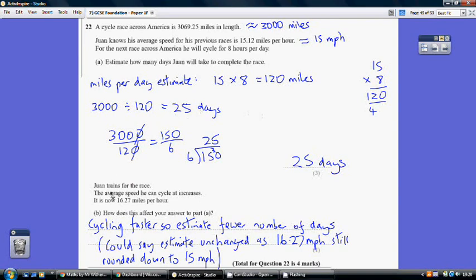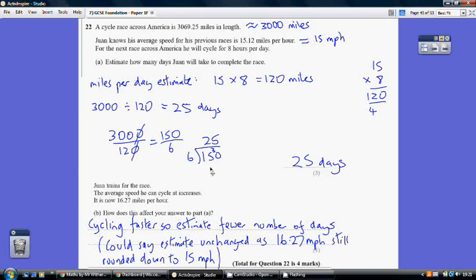Now, we're told that Juan's average speed he can actually cycle at increases, and is now 16.27 miles per hour. Given he's cycling faster, it's perfectly sensible to say you would estimate a fewer number of days. So that answer's absolutely fine. If you just said because he's going faster, it would take a fewer number of days, you would get the mark.